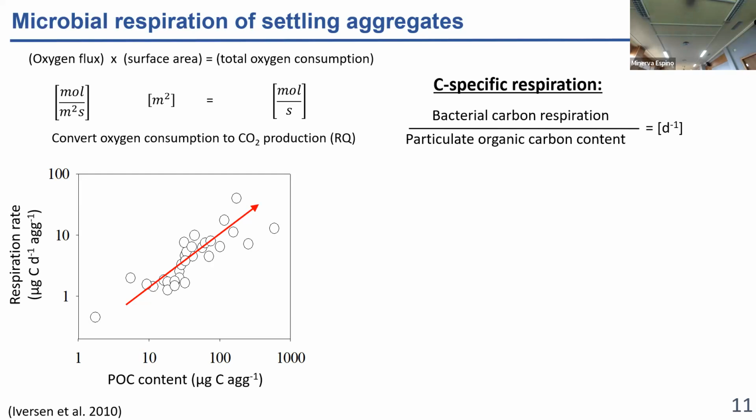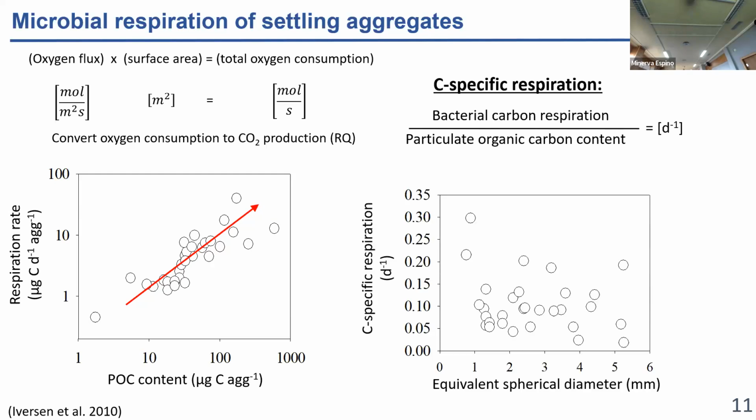And if we divide them, bacterial carbon respiration against the particulate organic carbon content, we get what we can call carbon-specific respiration, or I often just call it degradation rate. And when we plot that, so this is in per day, because here you get microgram carbon per day per aggregate, divided with microgram carbon per aggregate, so it's the loss of carbon of the total POC that is converted into CO2 per day.